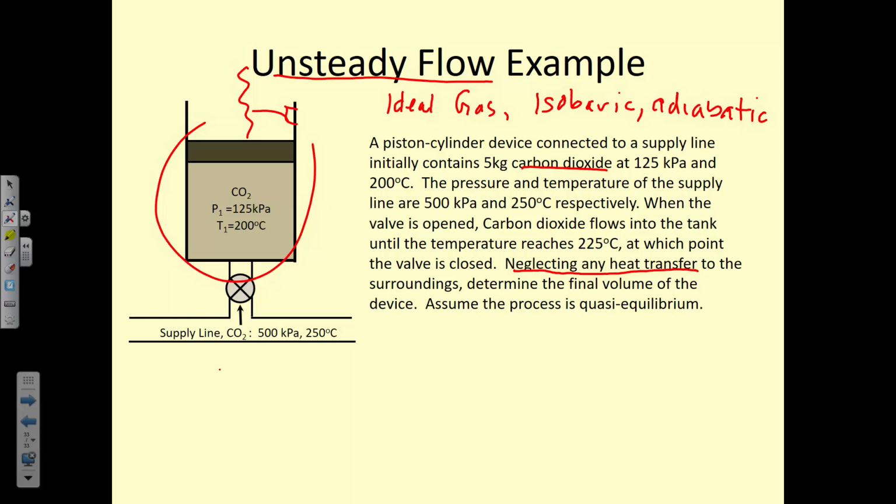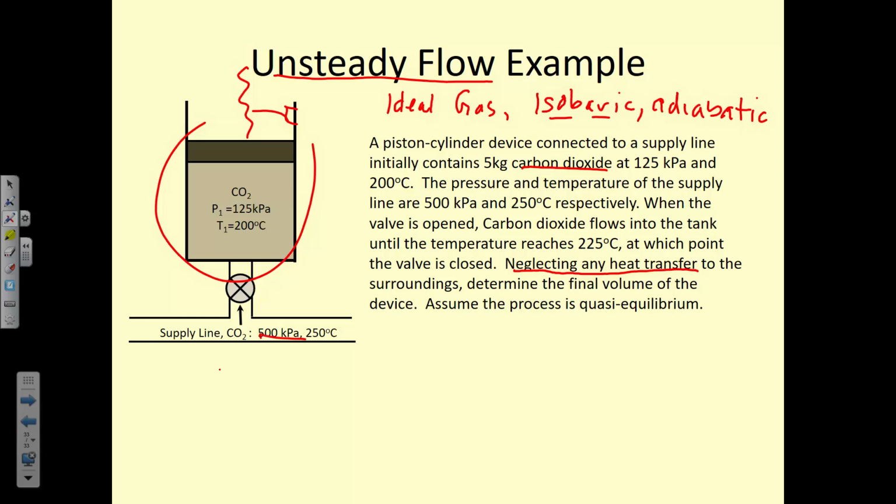Okay, so it seems like such a complicated problem, but we just start with what we know and use the energy balance and the mass balance, and we can work our way through it. Okay, so we're going to assume it's also a quasi-equilibrium process. That's how we can say it's isobaric, that this CO2 doesn't flow in so quickly that it throws off the pressure equilibrium inside the cylinder. We're going to assume it keeps pressure.